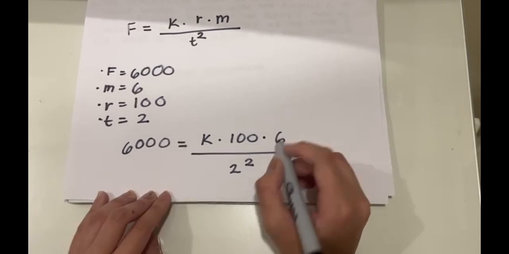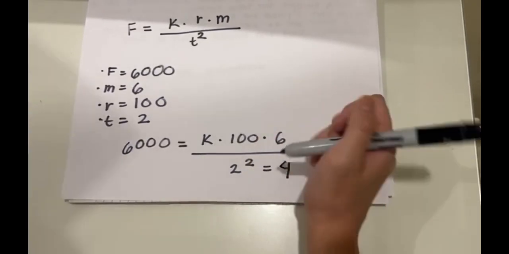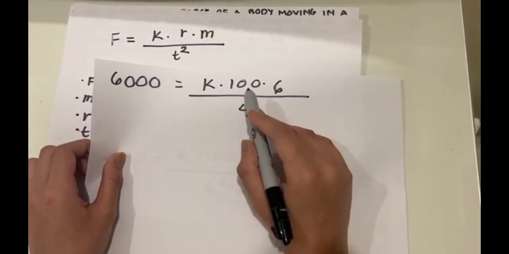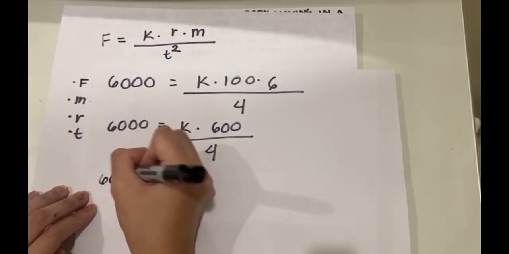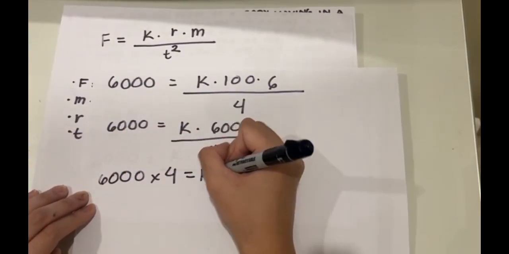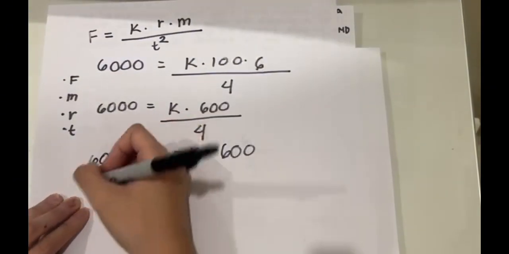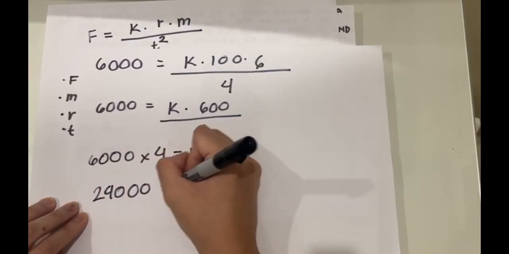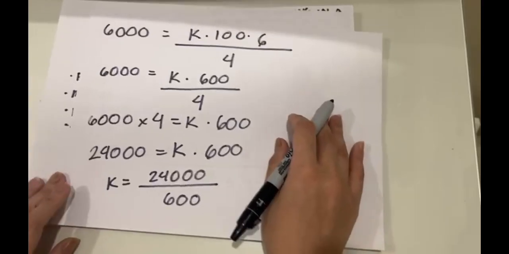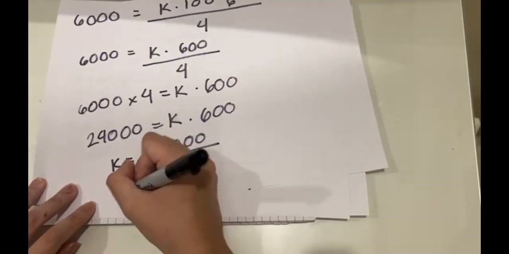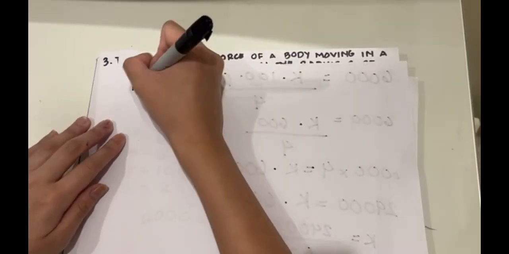And the next step is to simplify the exponent. 2 squared means 2 times 2, which equals 4. Now we multiply the numerator. 100 times 6 is equal to 600. Now our equation is 6,000 times 4 equals k times 600. And 6,000 times 4 is equal to 24,000, equals k times 600. Now divide both sides by 600. 24,000 divided by 600 is equal to 40. And the next step is to solve for F using k equals 40.